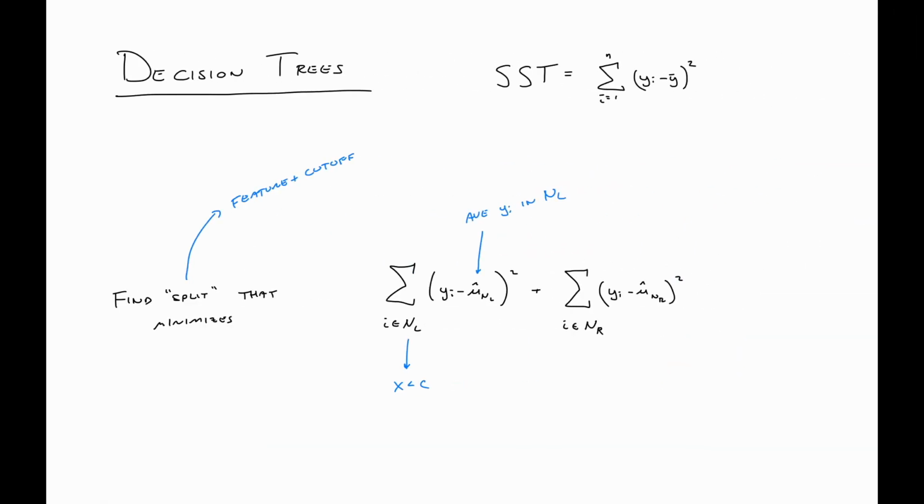And then we have similar things on the right-hand side, except the right neighborhood is defined by x greater than c. And then what I have here is the average of the yi in the right neighborhood. Okay. So that would be the notion of finding a split. We want a split that really minimizes this quantity.